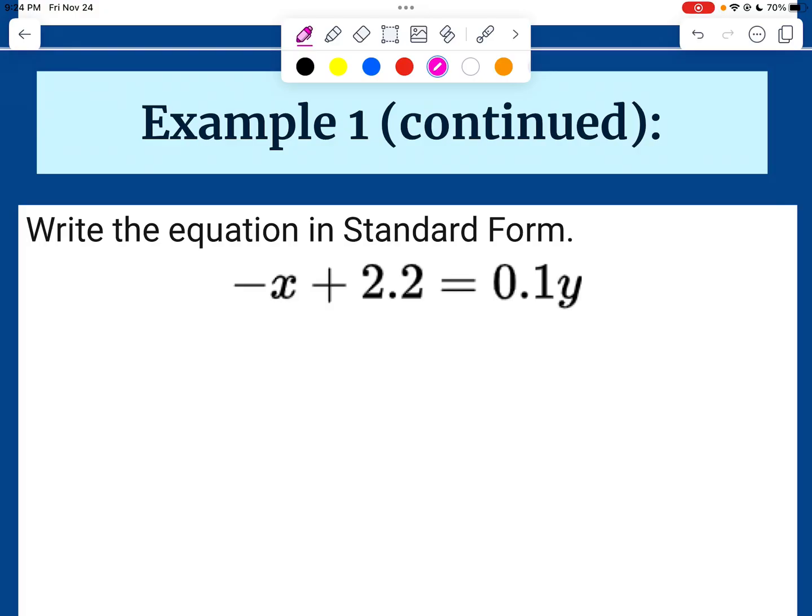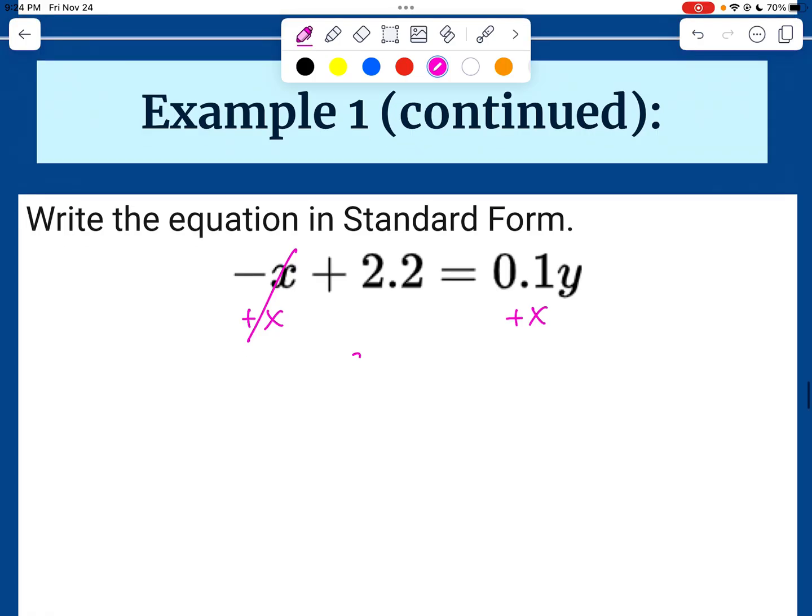Now let's try one that has decimals to see what that looks like. So first step, we want to get x and y on the same side. Now for this one, I'm actually going to move x again. And here's why. It's negative over here. So if I move it to the other side, it's going to make it positive. So that's 2.2 equals, I'm going to put the x first because that's what the form looks like, x plus 0.1y.